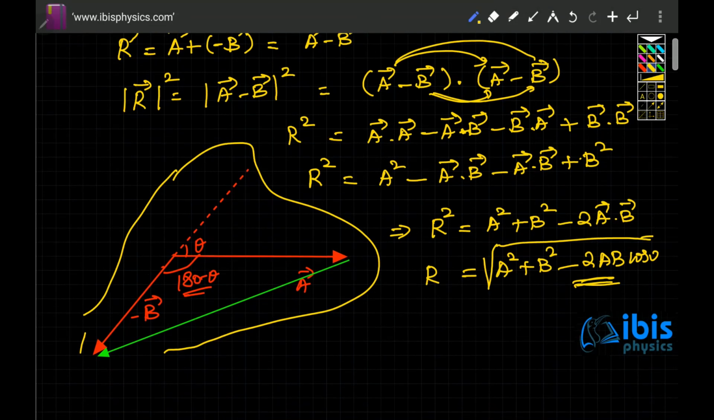So there are two things. One is the sum of two vectors. The magnitude of the sum of two vectors is the square root of A square plus B square plus 2AB cos theta. The difference is the square root of A square plus B square minus 2AB cos theta.